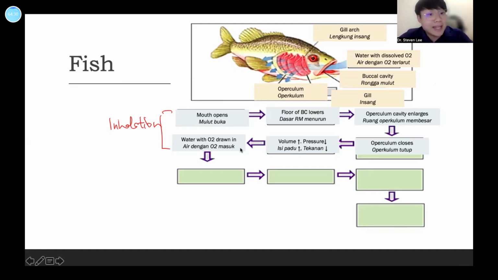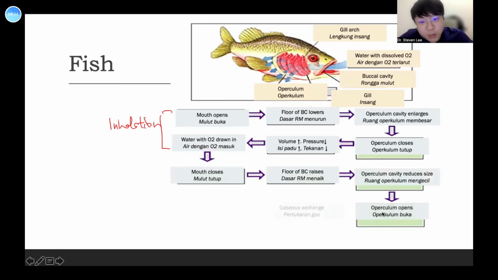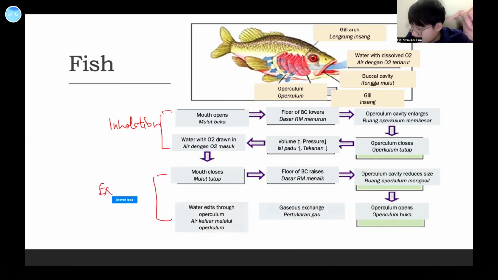So if you want to do exhalation, it is the opposite: mouth closed, floor raised, opercular cavity reduced, operculum opens. Of course the water will pass through the gill, they do gaseous exchange, then water exits through the operculum. I call this exhalation. So in other words, the fish do gaseous exchange during exhalation. Faham tak?